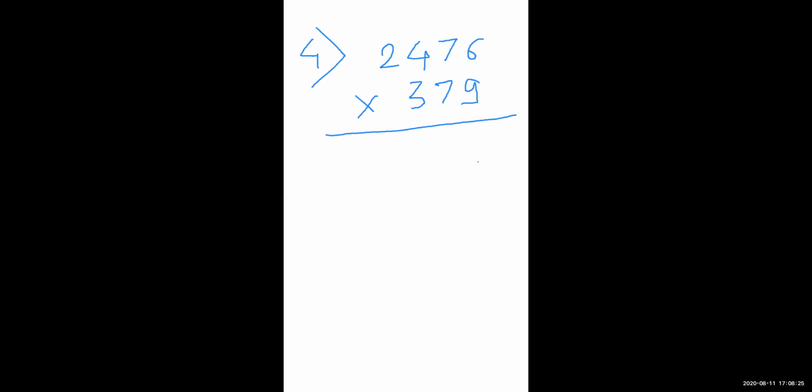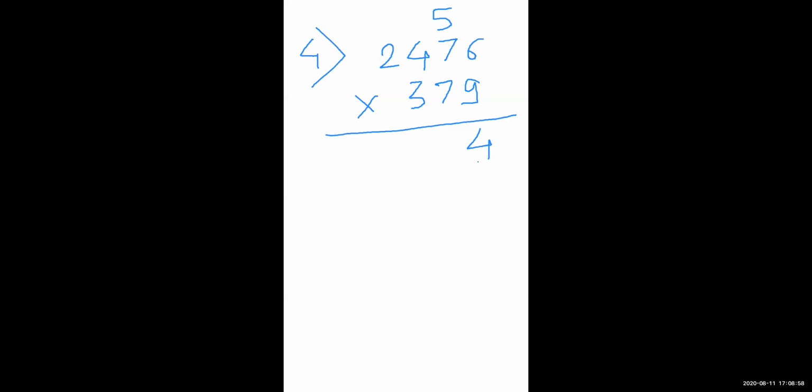First of all, check there. 2,476. Yes, this is the first number. Multiplying this number by 9 units. So let's count the table of 9. 9 sixes are 54. 54's 4. Okay, 5 goes to carry.